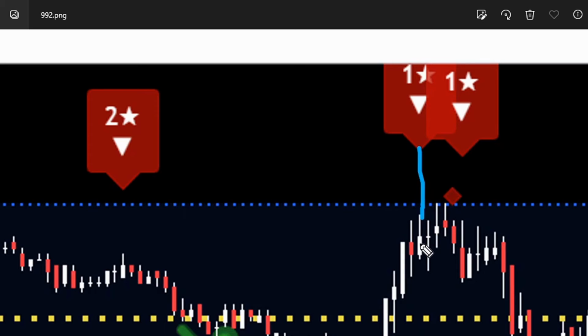So here's our first point. 1 candle, 2 candle, 3 candle, 4 candle, 5 candle. We get our second point.